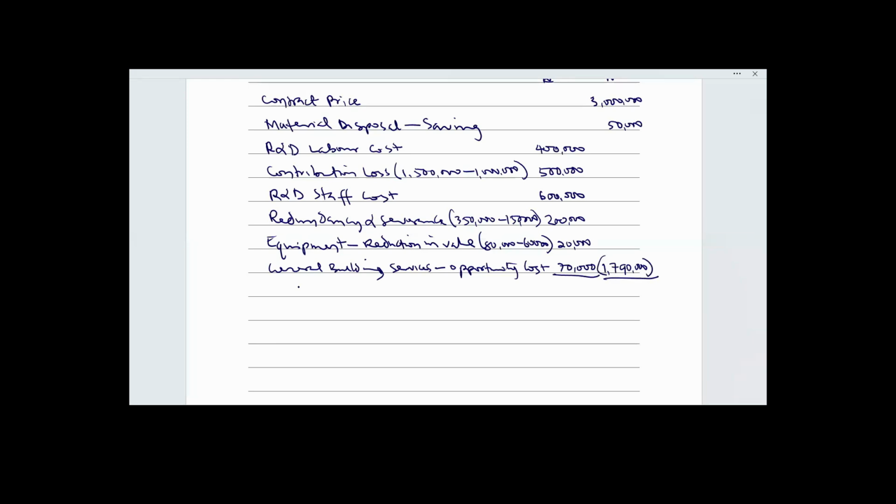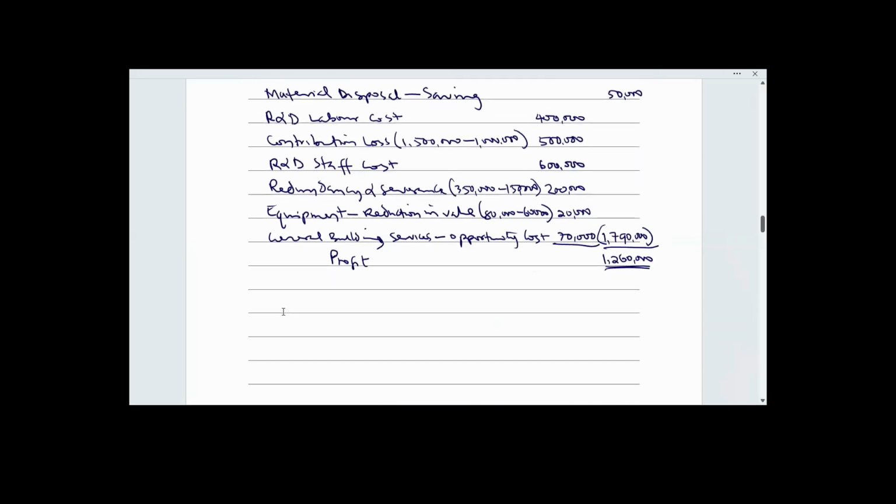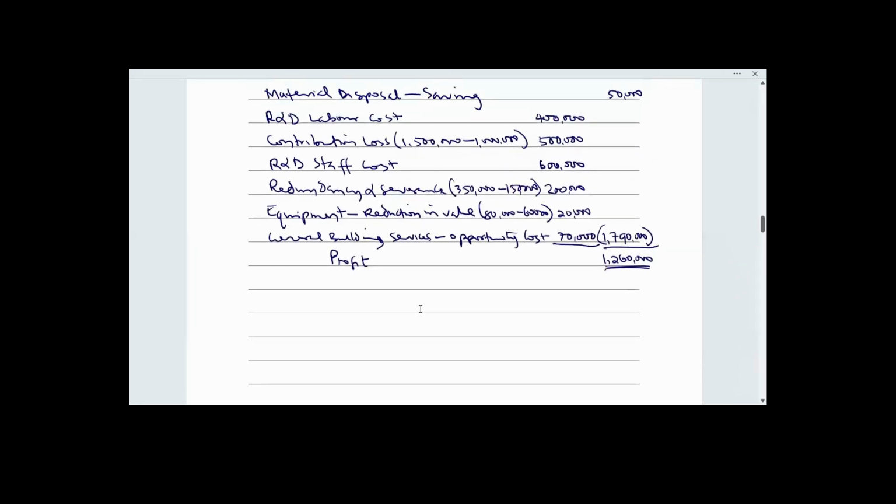So less this 350. What do you have? 1,260,000. That's the profit the company will earn on the contracts. Look at the solution. The solution is not even up to half a page, but look at the scenario. In any case, that's the end of the question.